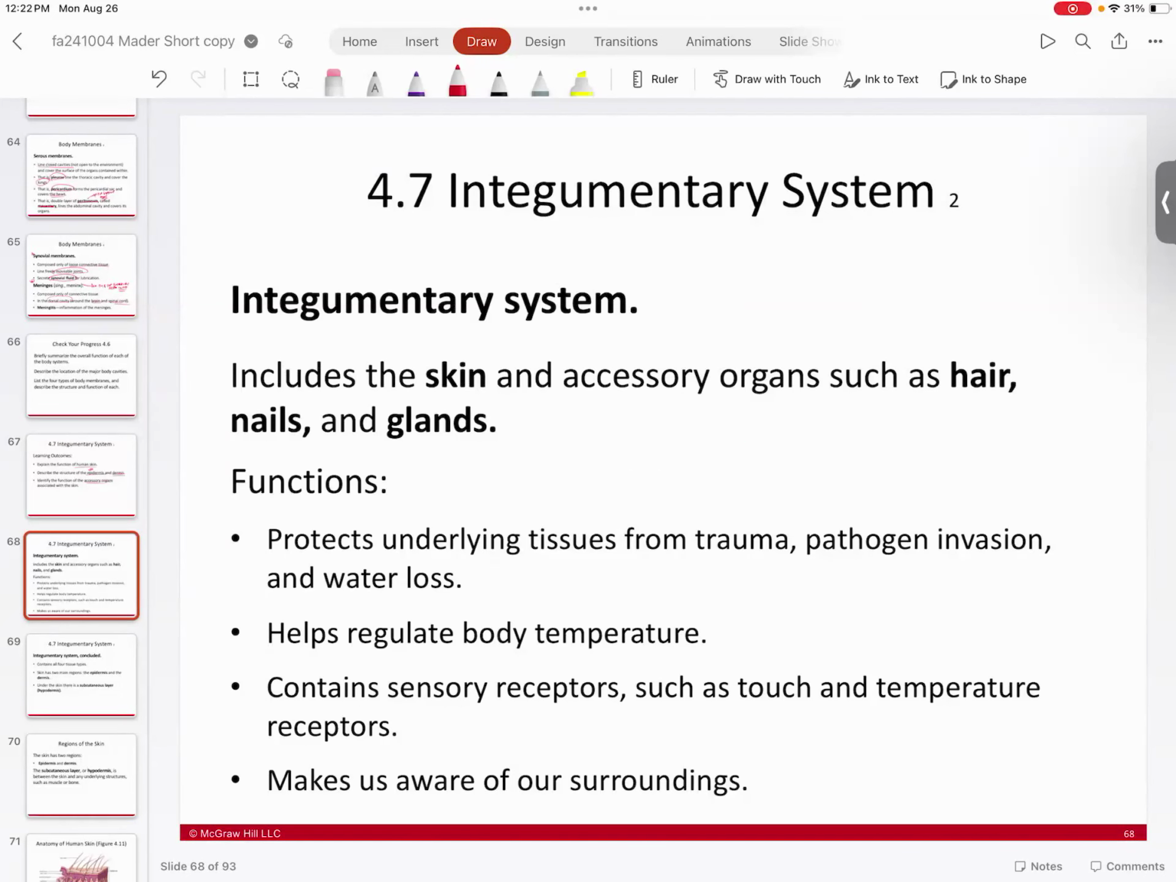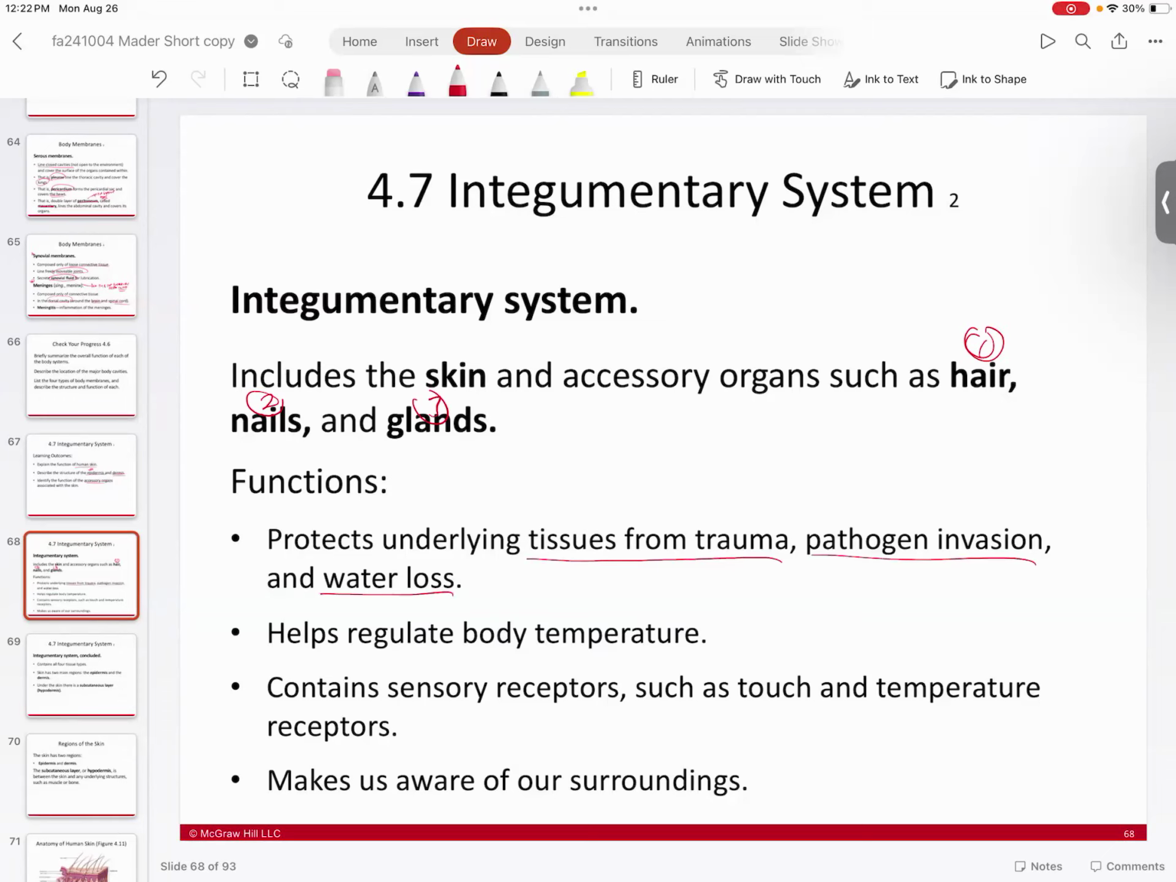So in the skin, you have accessory organs. One of those is going to be hair. Then you have nails. And you have different types of glands. And so the job of all of this, of the integument system, is essentially to protect your underlying tissues from trauma, from bacterial invasion, and also from water loss.